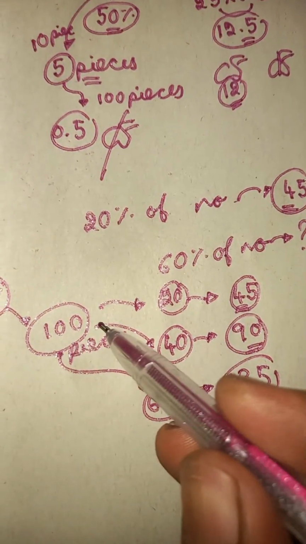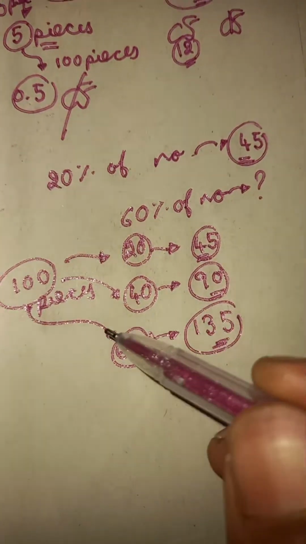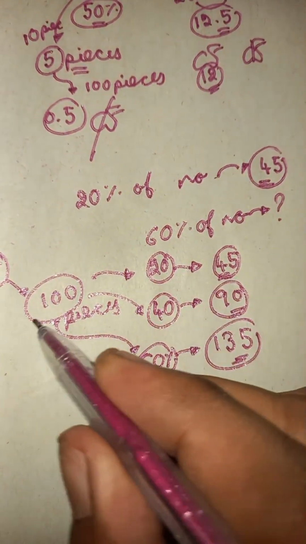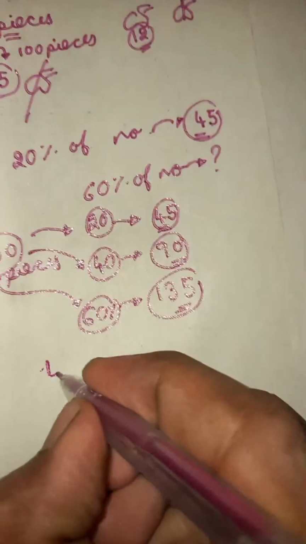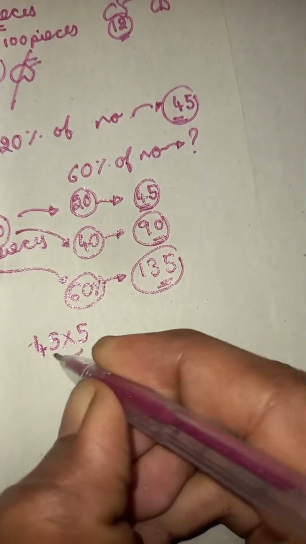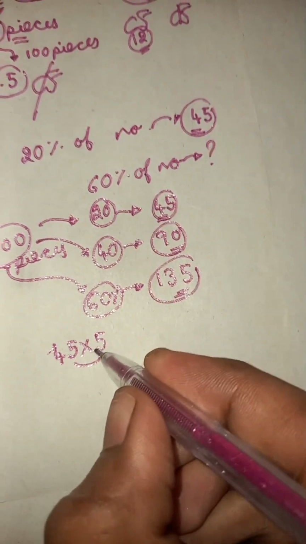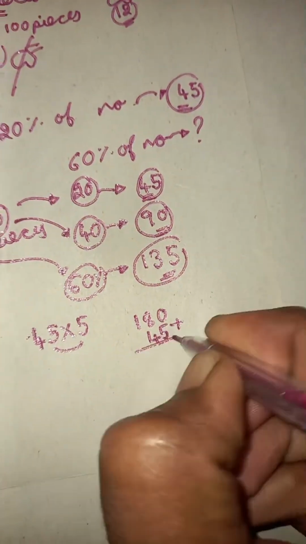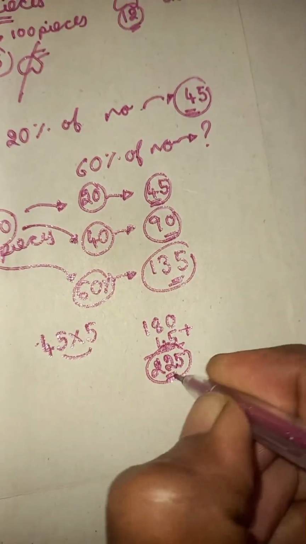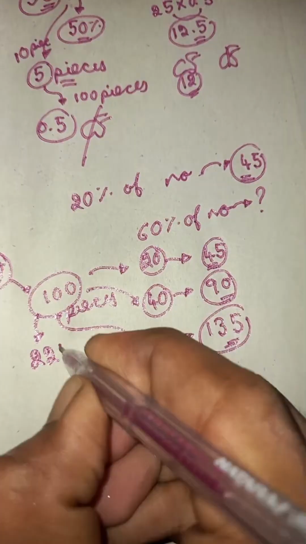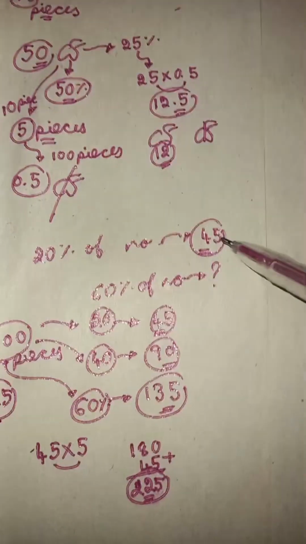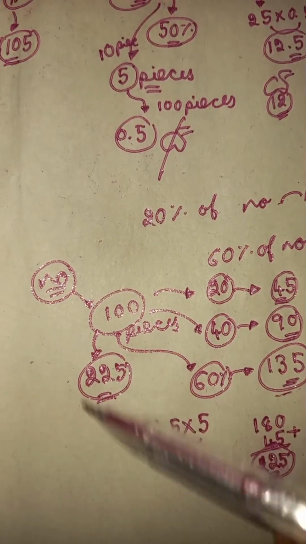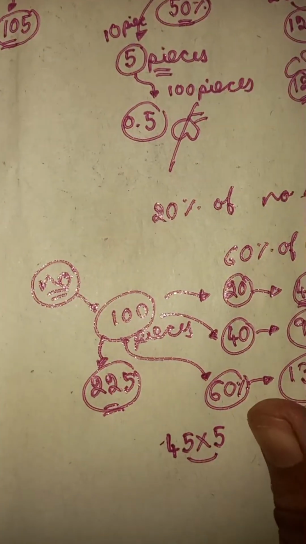You can find out the 100 pieces of it. 5 times 20 is 100, so 100 pieces is going to become 45 times 5. 45 times 2 is 90, 90 times 2 is 180, and 180 plus 45 is going to become 225. So 225 is the total number. 20% of the number is 45, 60% of it is 135, and full 100%, the actual number, is 225.